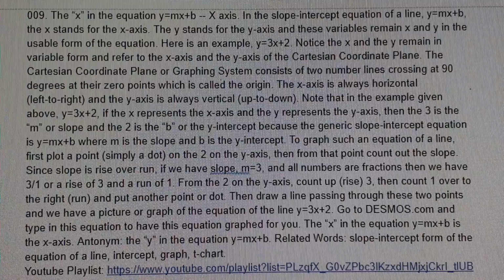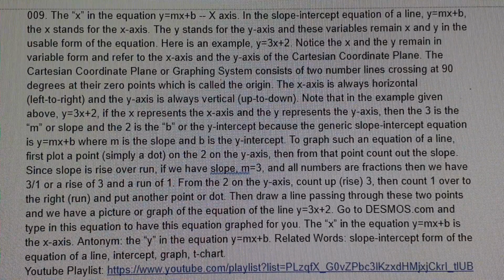From the 2 on the y-axis, count up (rise) 3. Then count 1 over to the right (run), and put another point or dot. Then draw a line passing through these 2 points, and we have a picture or graph of the equation of the line y = 3x + 2. Go to desmos.com, D-E-S-M-O-S, and type in this equation to have this equation graphed for you.